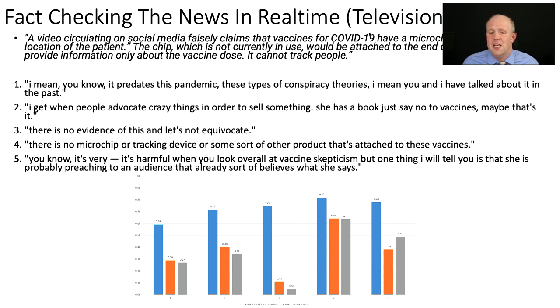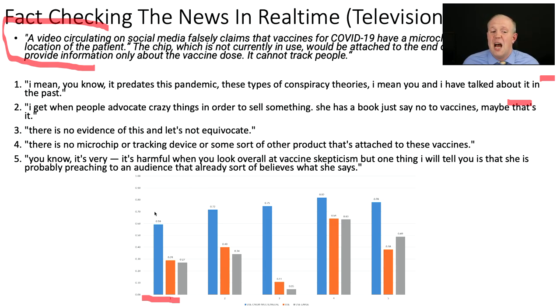Here's what becomes a very interesting thing. Here we picked a fact check. We went to a fact-checking website and found this paragraph: a video circulating on social media falsely claims that vaccines for COVID-19 have a microchip that tracks the location. We want to search television news for appearances of this. So here we pick some random sentences out of television news. And here we can see we have three different models: blue, orange, and gray. The orange model is the one that we ended up using, the Universal Sentence Encoder model. These are some other models here.